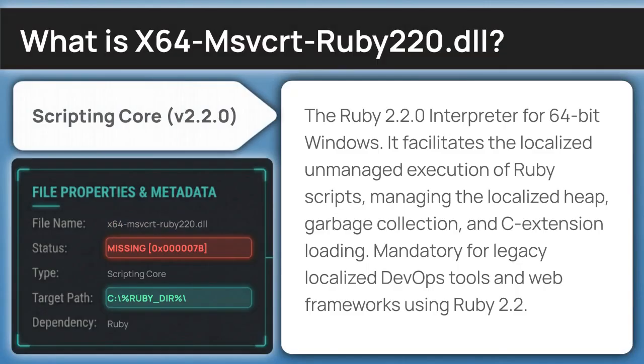This is the x64 Ruby 220, the Ruby 2.2.0 interpreter for 64-bit Windows. It facilitates the localized unmanaged execution of Ruby scripts, managing the localized heap, garbage collection, and C extension loading. Mandatory for legacy localized DevOps tools and web frameworks using Ruby 2.2. Now that you know how the file works, let's focus on the how and fix the issue.